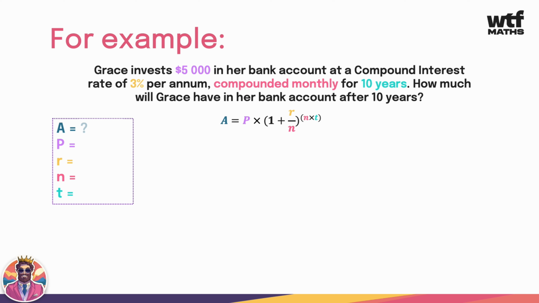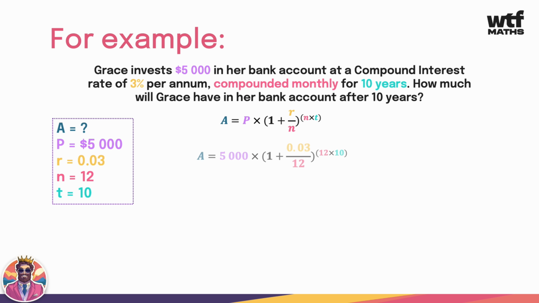Well, we know that we don't know A. We know the principal is 5,000. We know the rate's going to be 0.03. Now, if something happens monthly, if you go to a barbecue monthly, how many barbecues a year do you go to? Well, you'd go to 12. So, because it's compounded monthly and there's 12 months in a year, I'm going to use 12 as the compounding period. And time is still 10 years.